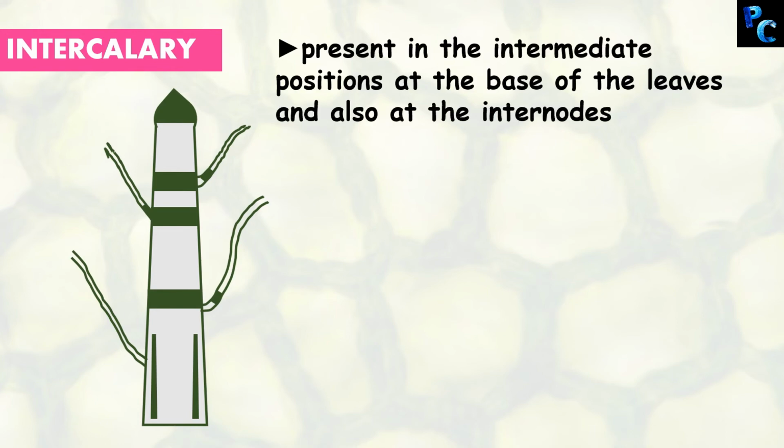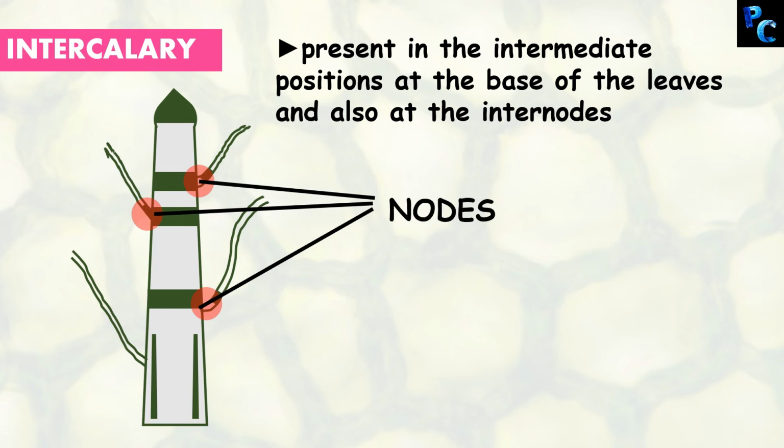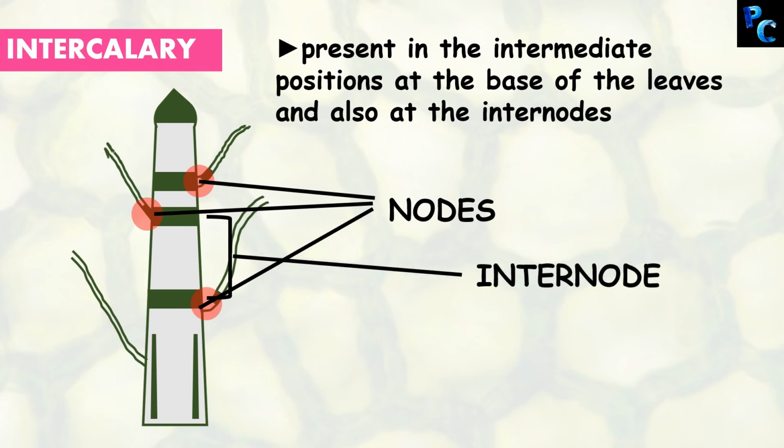So now you know inter means between. So these meristems are present in intermediate position at the base of the leaves and also at the internodes. Now again another new term. What is this internode? For that we need to know what are nodes. Nodes are part of the plant stem from where the growth of leaves take place while internodes are part of the plant stem between two consecutive nodes. Now from here leaves will come out, right? So these are the nodes. And the intermediate space between two consecutive nodes, that is this space, is the internode.